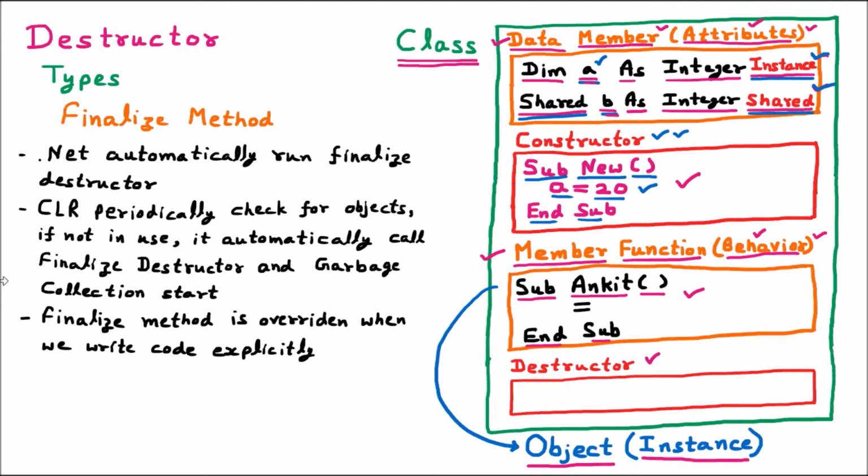We know that the finalize destructor is called by .NET automatically. So here is a problem with the finalize destructor. If the user wants to know when the objects are destroyed, it is perfectly impossible. The user doesn't have any knowledge. So we cannot determine its execution. When the unused objects are removed, we don't have any knowledge about that, because the finalize destructor is automatically called by the .NET program. So we cannot determine its execution.